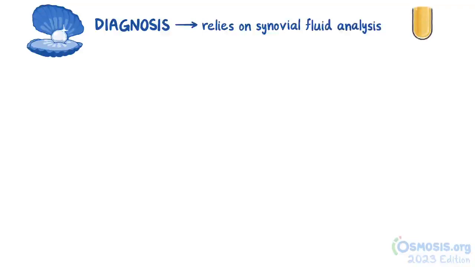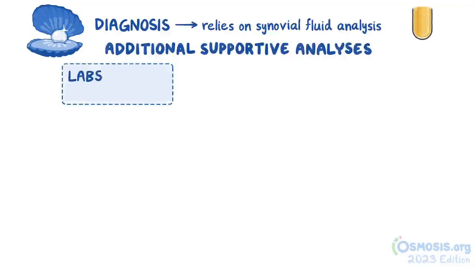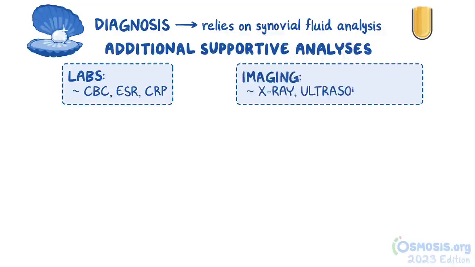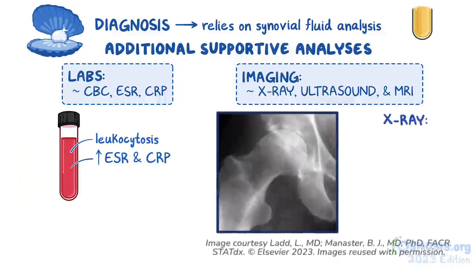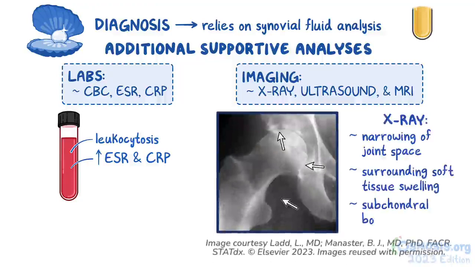Here's a clinical pearl. To definitively diagnose septic arthritis, you will rely on synovial fluid analysis. Sometimes, additional supportive analyses, such as labs, primarily CBC, ESR, and CRP, as well as imaging like X-ray, ultrasound, and MRI, are also ordered. These additional diagnostic methods can help you rule out other conditions, while at the same time confirming the diagnosis of septic arthritis. Lab findings will typically reveal leukocytosis, as well as elevated ESR and CRP, which are highly suggestive of ongoing infection. Additionally, an X-ray may show narrowing of the joint space due to cartilage destruction, surrounding soft tissue swelling, and subchondral bony destruction.